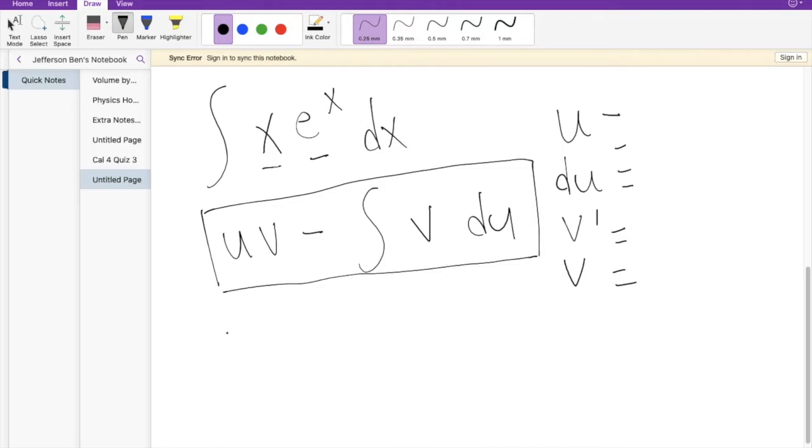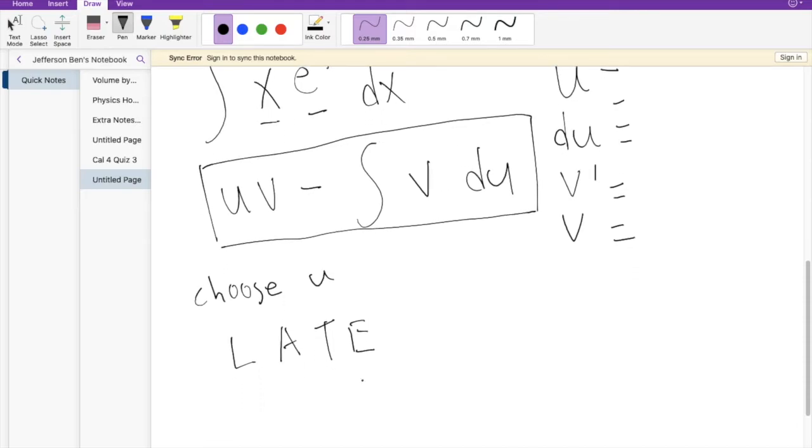We always choose u by the following pattern: LATE. What does it mean? It means logarithm, algebra, trigonometry, and exponentials. So we choose u as the logarithm if there is one. If there isn't, we choose the algebraic, like x squared or a polynomial function. If there's no polynomial, then we choose trigonometry as u, and so on.